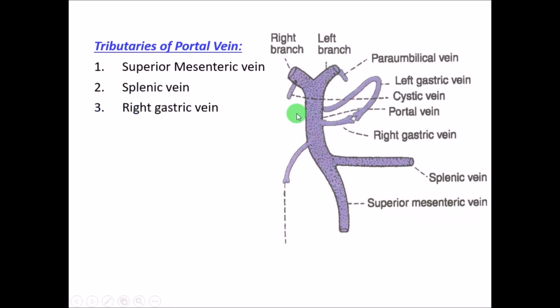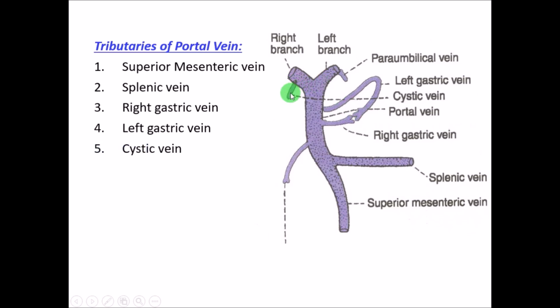One is the right gastric vein. This is the right gastric vein. Then the left gastric vein. Both will join or communicate with each other near the lesser curvature of the stomach. So this is the right gastric vein, then the left gastric vein. Then we also have the cystic vein.